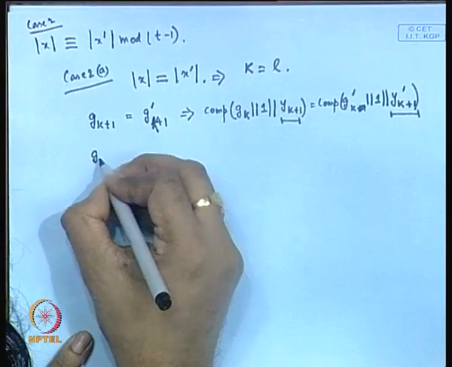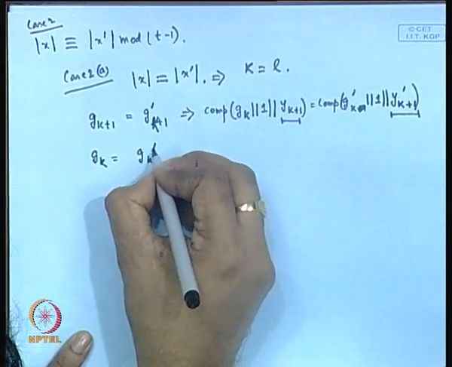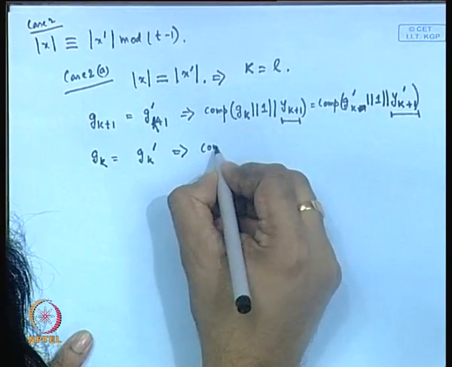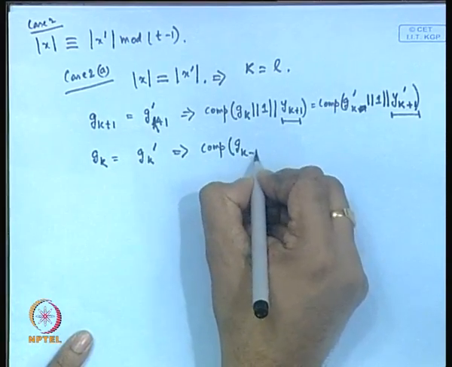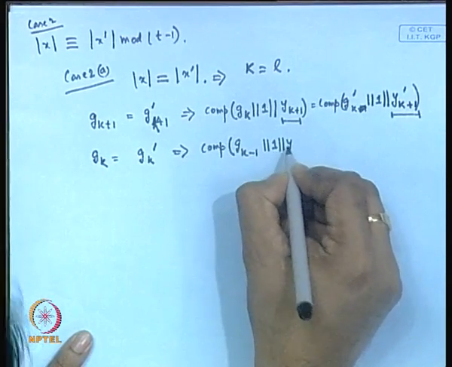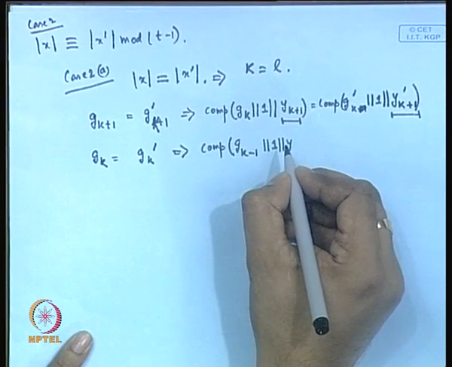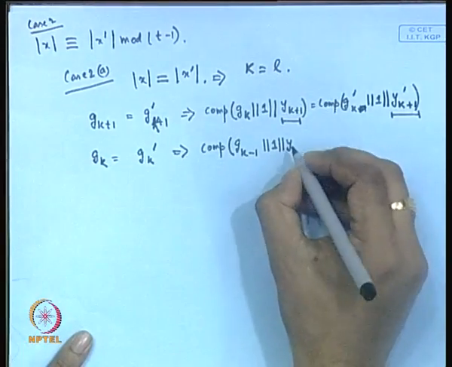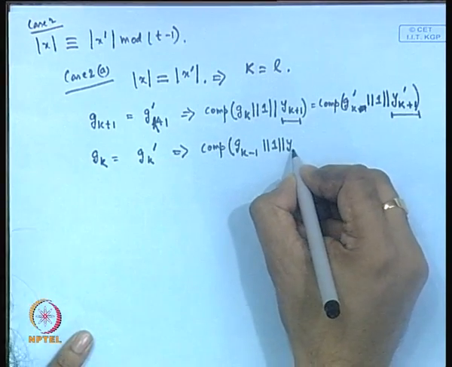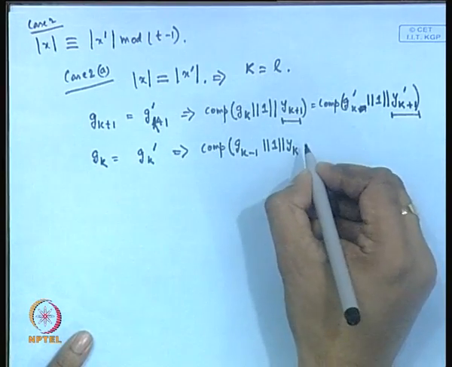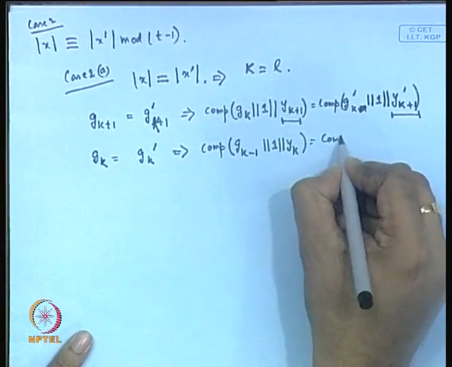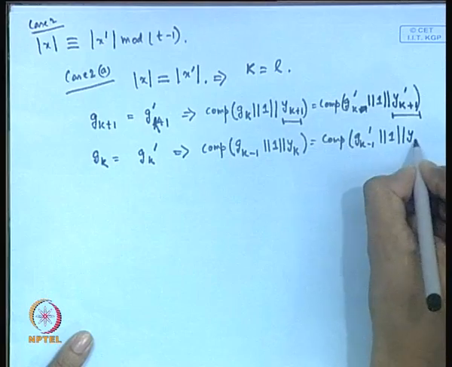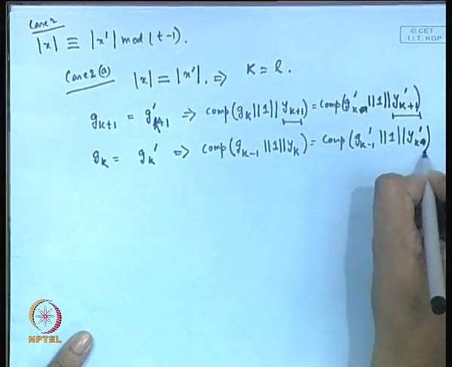So therefore g of k and g of k dash must be equal, right? So if that be the case, then again compress, we can continue like this. This becomes g of k minus 1, y of k plus y of k, and that is equal to compress g of k minus 1 dash, and then you have got a 1 here and y k plus y k dash, right?